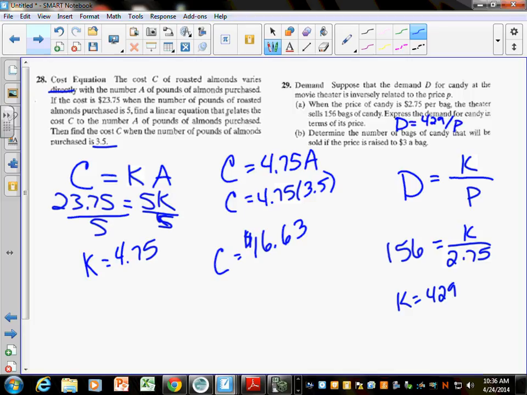I want to know where they're getting their candy at. I know that's way more expensive at our movie theater. Yeah. And they definitely don't sell 156.